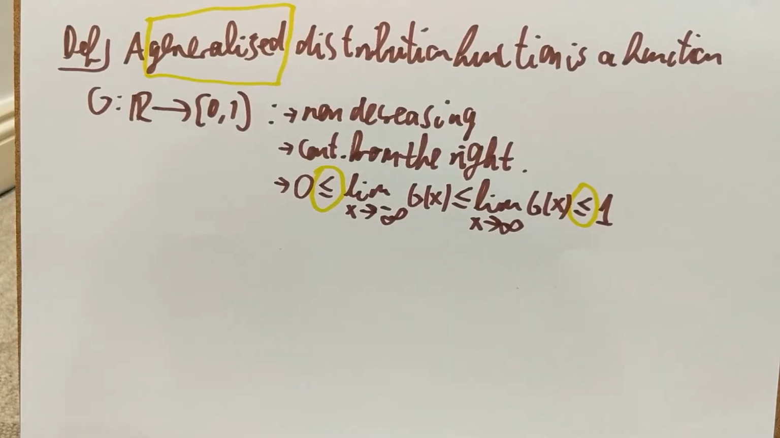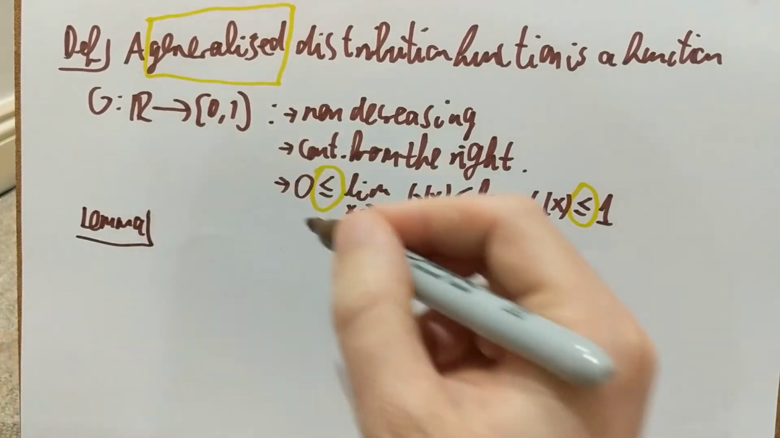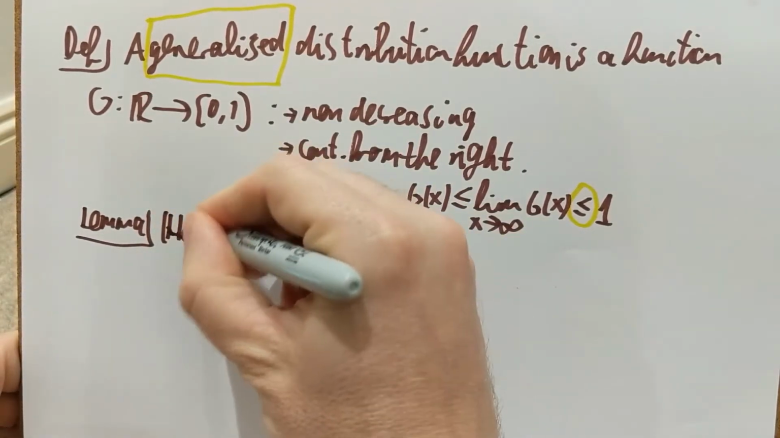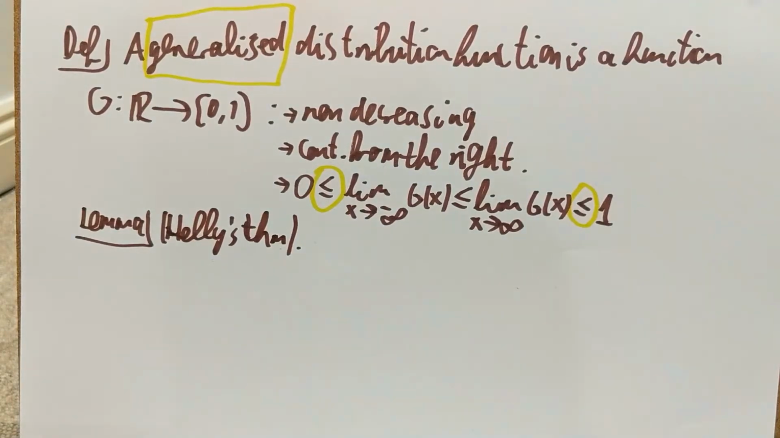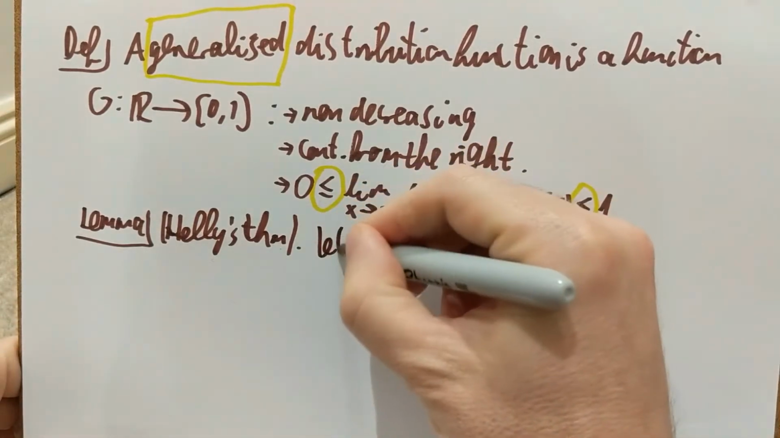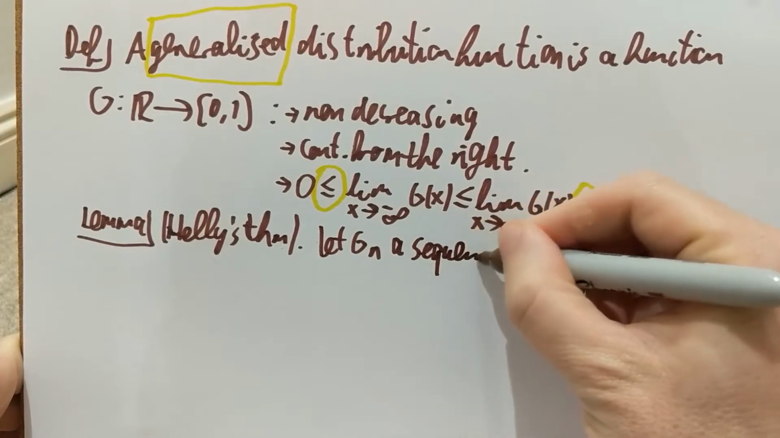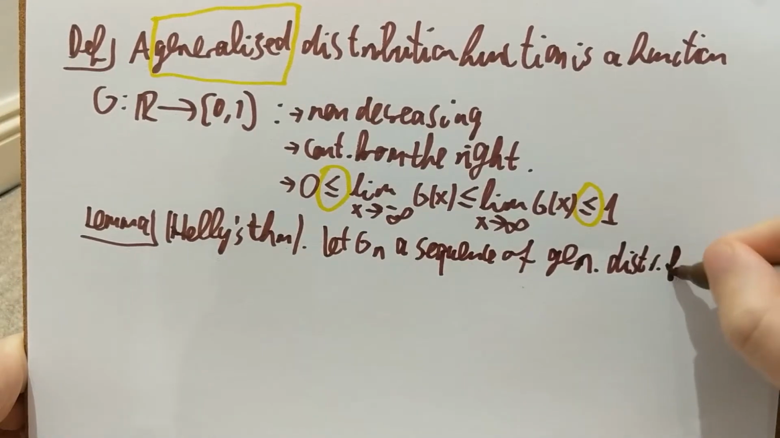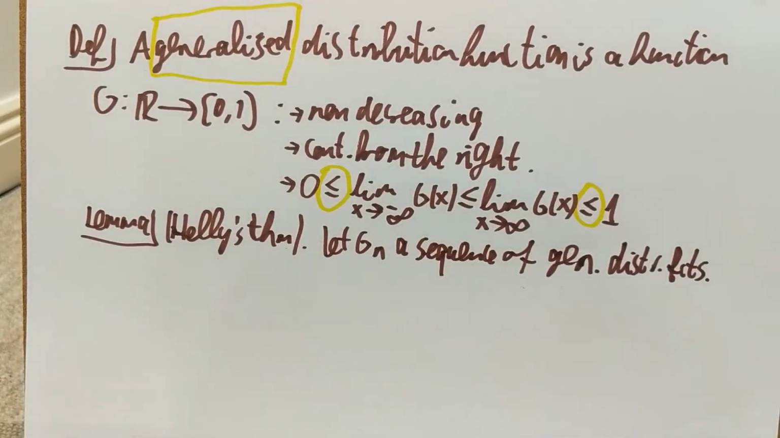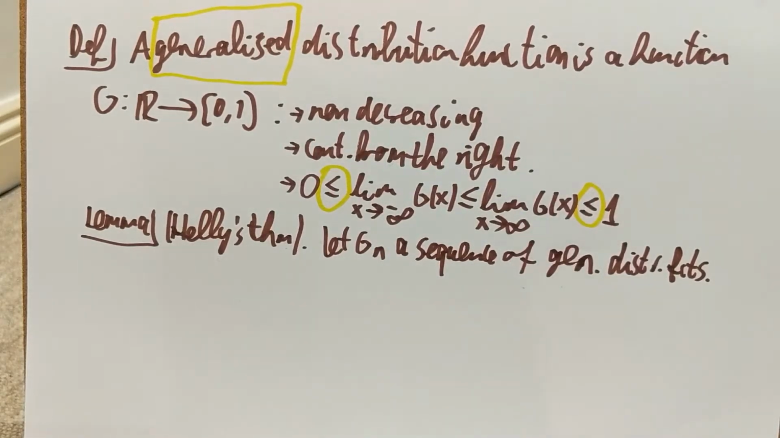And then the theorem I want to show you, I'm going to call this a lemma, but it's actually a serious theorem. It's going to be a lemma for us. Sometimes it's referred to as Helly's theorem. So if you want to go a little bit more beyond this, then you could look at Helly's theorem. Okay, so it says the following: if we have G_n, a sequence of generalized distribution functions, which could of course be a sequence of proper distribution functions. Any proper distribution function of course satisfies the definition above, so that's also fine.